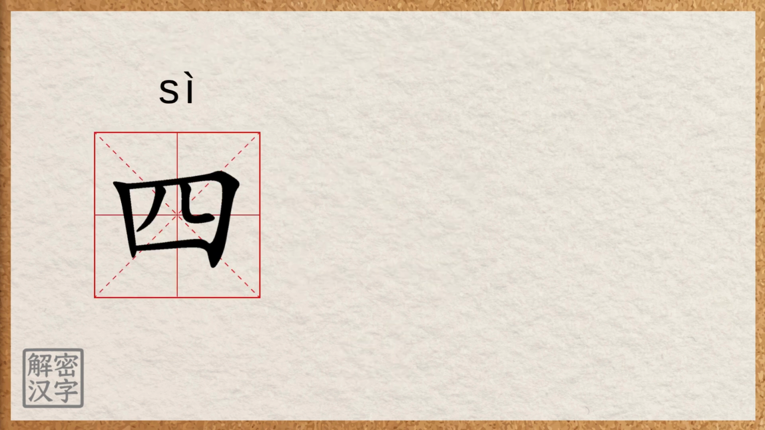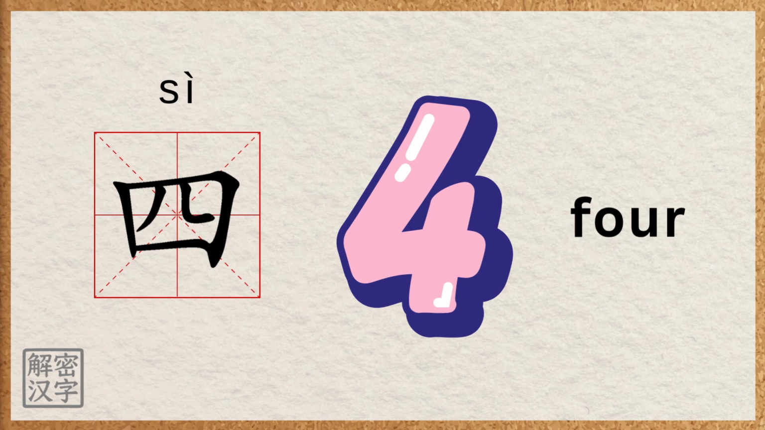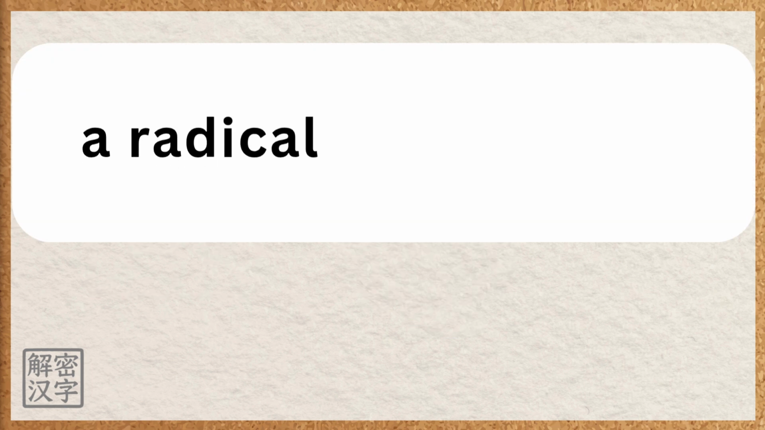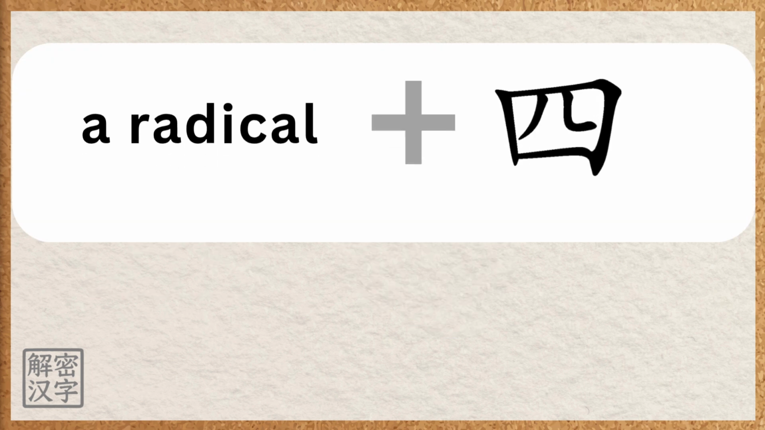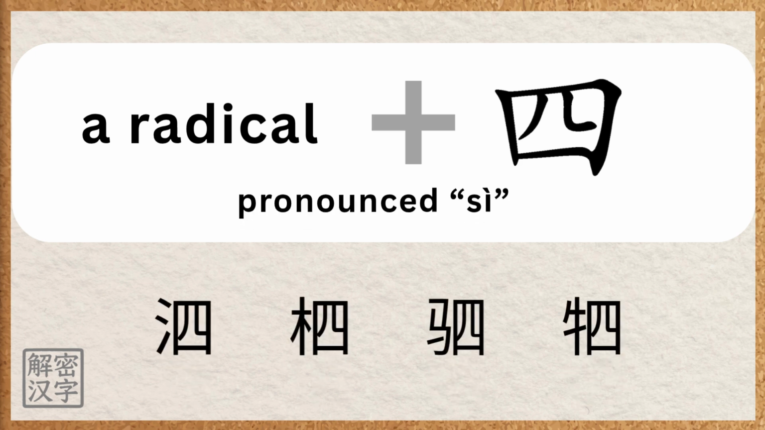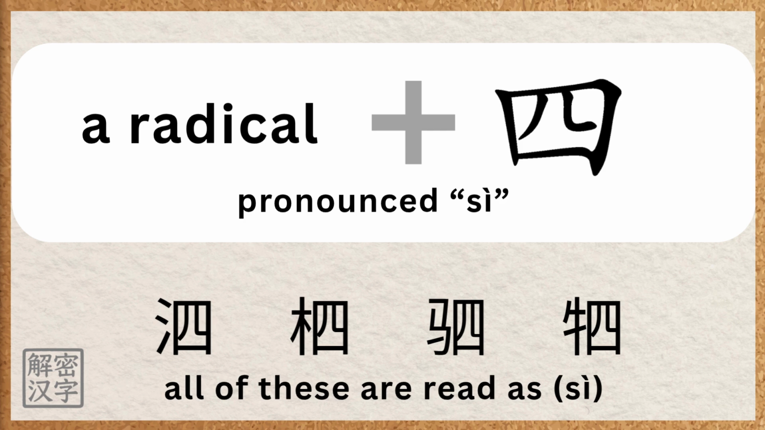In modern Chinese, si simply means the number 4. It's also commonly used as a phonetic component in other characters. When you see a radical combined with si, the whole character is usually pronounced si. For example, all of these are read as si.